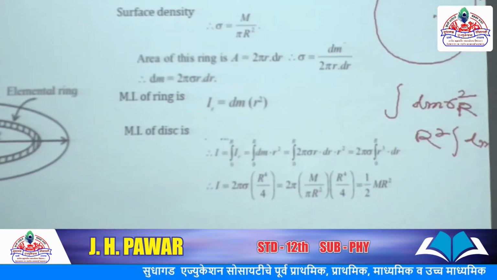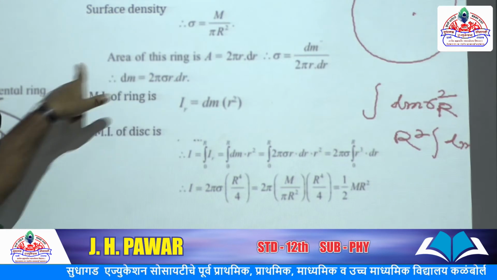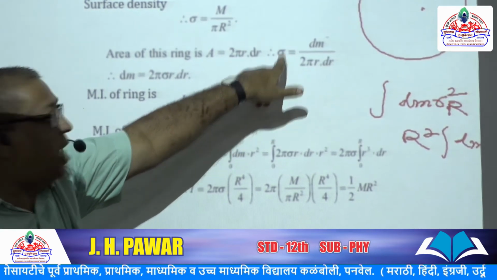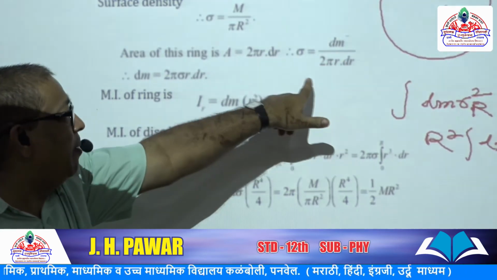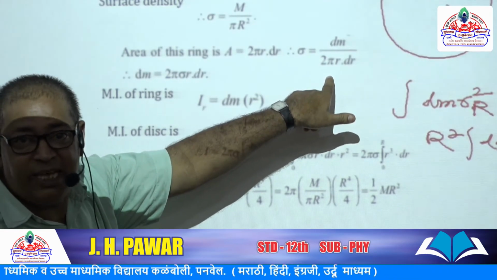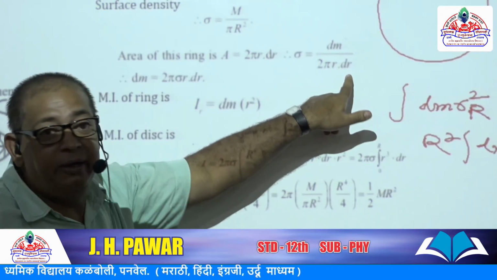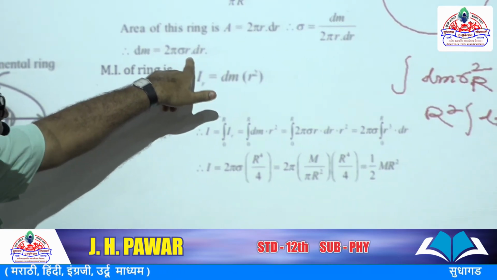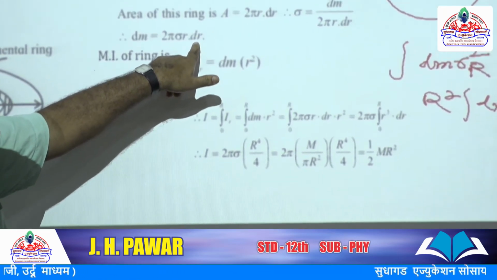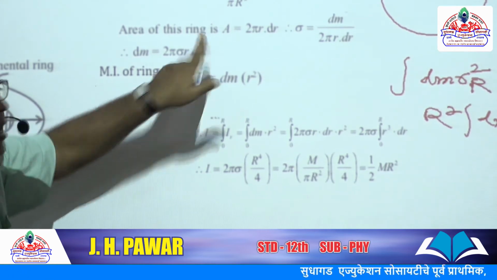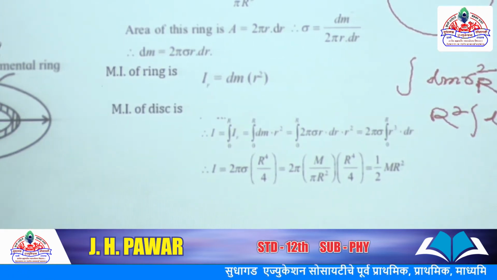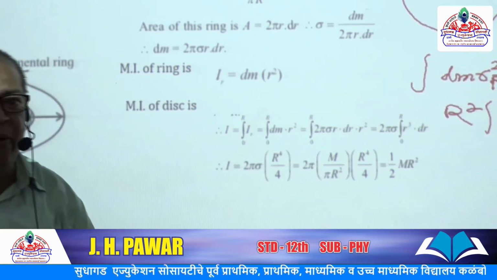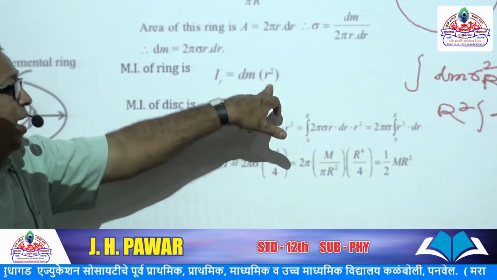Therefore, sigma equals the surface density of the ring, which is the mass of the ring, dm, divided by its surface area, that is dm upon 2 pi r dr. That means dm can be taken as 2 pi sigma r dr. The mass of the ring is converted into the form of r and dr variables. Thereafter, the moment of inertia of the ring, how can we calculate it? Mass of the ring into square of the distance.